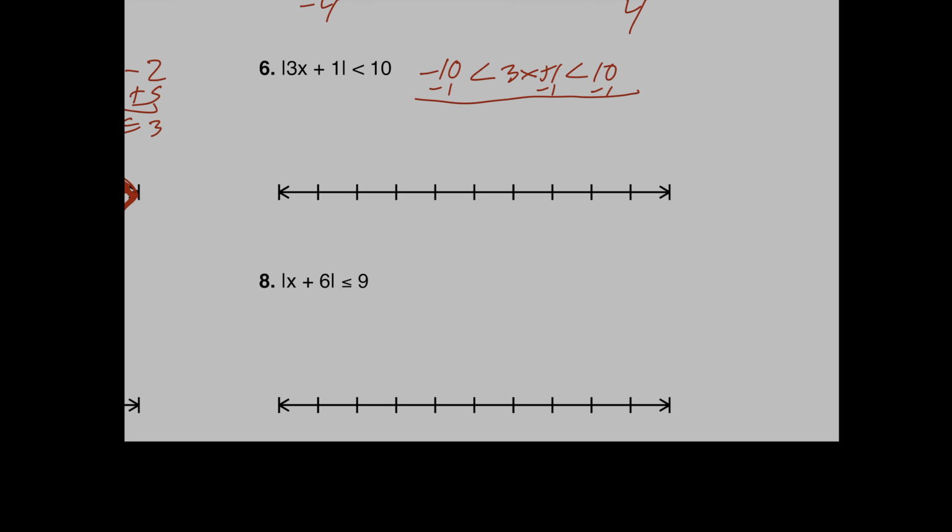Subtract 1 from each, and that's going to give me a negative 11 is less than 3x, which is less than 9. Okay, and so now I'm going to divide everybody by 3. And wow, that's a little bit weird. We haven't really had any, I'm going to run out of room here, but negative 11 thirds is less than x is less than 3. Okay, well, let's just call this one here 3.